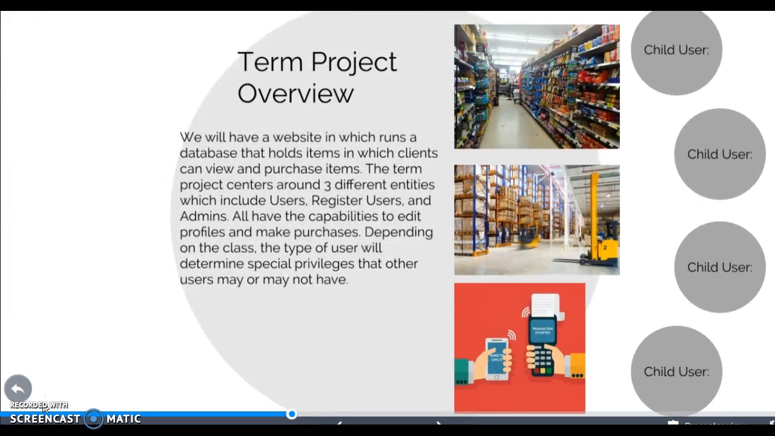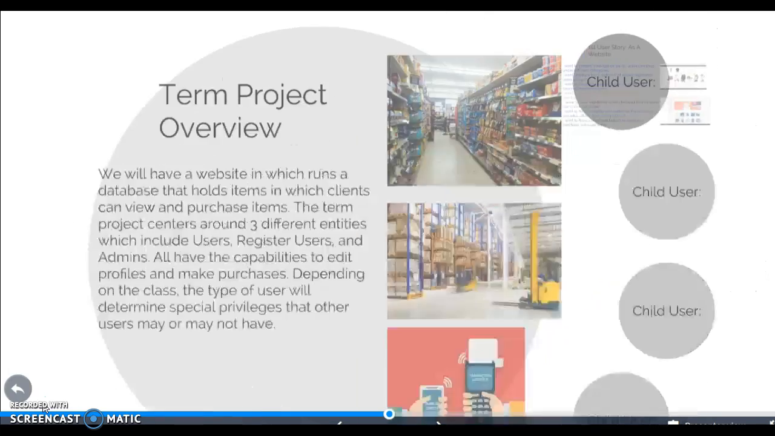We will have a website which runs a database that holds items which clients can view and purchase. The term project centers around 3 different entities, which include users, registered users, and admins. All have the capabilities to edit profiles and make purchases. Depending on the class, the type of user will determine special privileges that other users may or may not have.